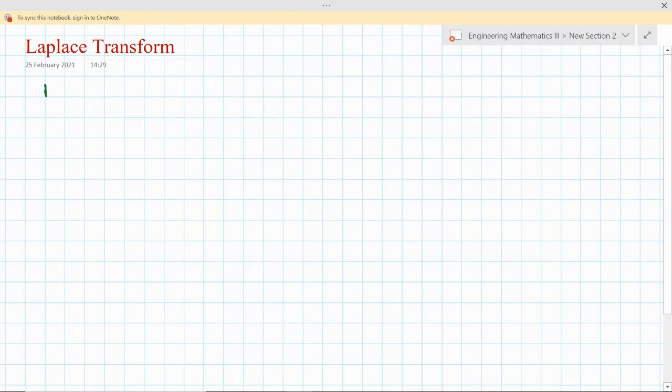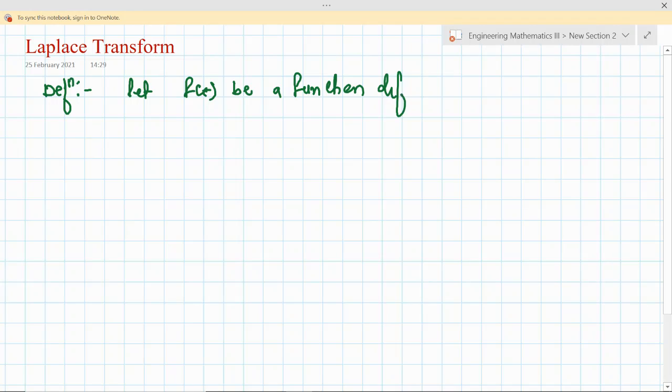This is very important to know about the definition, because with the help of the definition you can find out the Laplace transform of any function which is defined for all t greater than 0. Okay. So let f of t be a function defined for all t greater than 0. Then what is the Laplace transform of f of t?